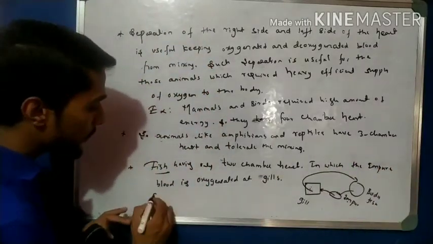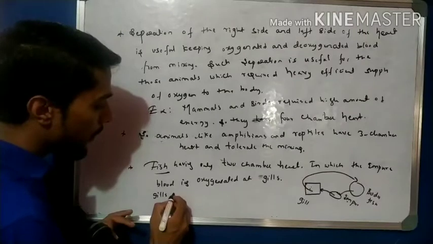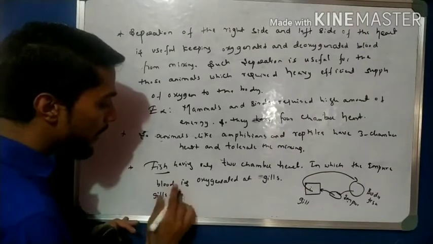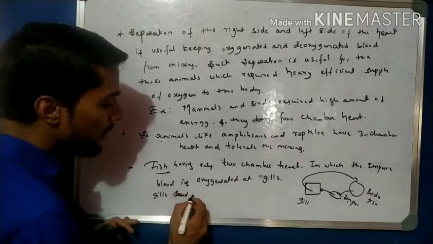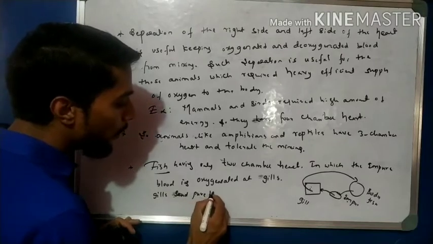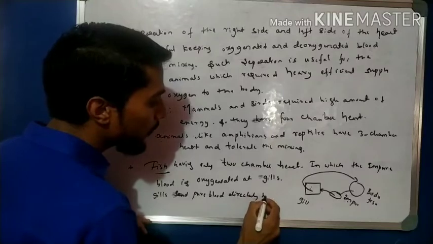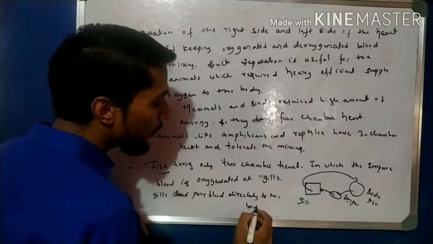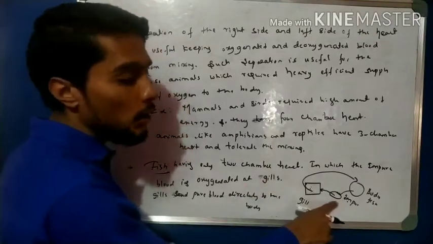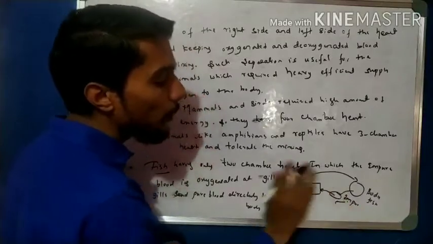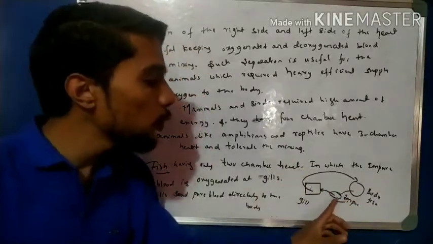Right? So gills pump, gills send pure blood directly to the body, not to the heart. So what happened? Only once at a time can blood move through the heart.